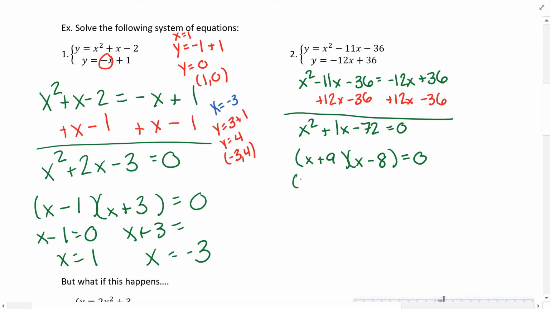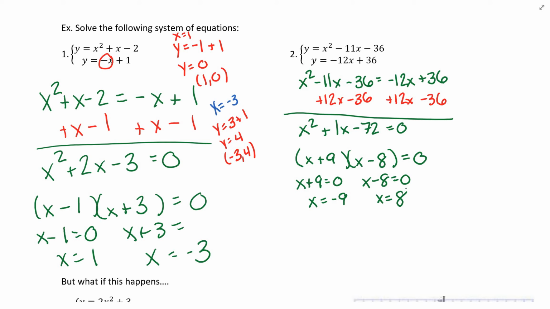If we set these equal to 0, I don't need the parentheses. I am going to say x plus 9 equals 0 and x minus 8 equals 0. Well, x must be negative 9 and x must be 8. So, again, same concept. We have to plug these back in to figure out what our y values are. Because remember, solutions to a system of equations are not just an x coordinate. It's going to be an x and a y coordinate because it's a point on the graph.